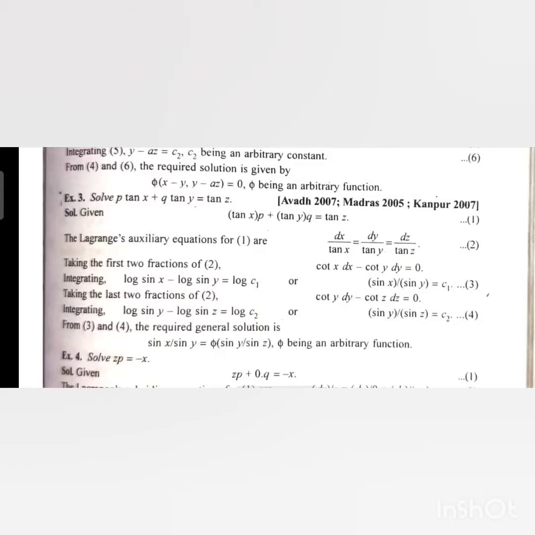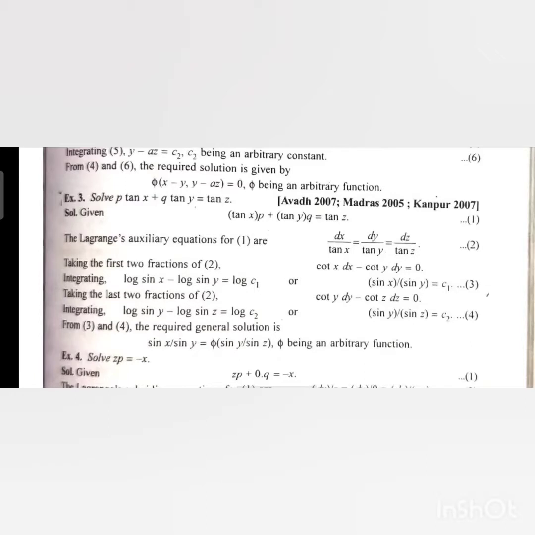In equation number 3 we get one constant, which is sin x upon sin y, meaning in terms of x and y one constant is finally found. Therefore for the second constant we take the last two fractions, and this is cot y dy minus cot z dz equals 0. After integrating it, what do we get? We get log sin y minus log sin z equals log c2, meaning sin y upon sin z equals c2.